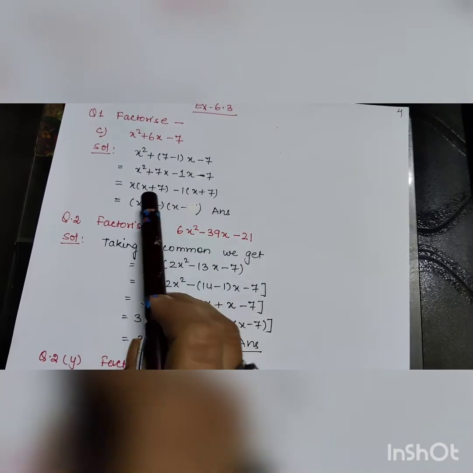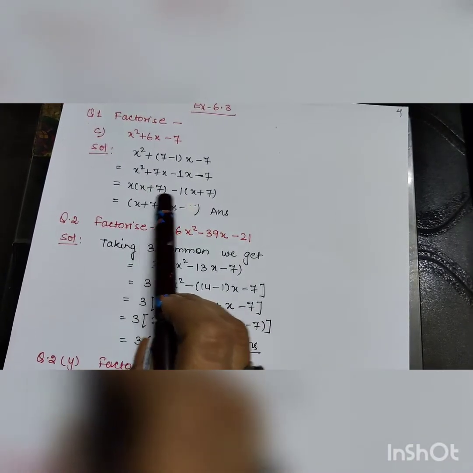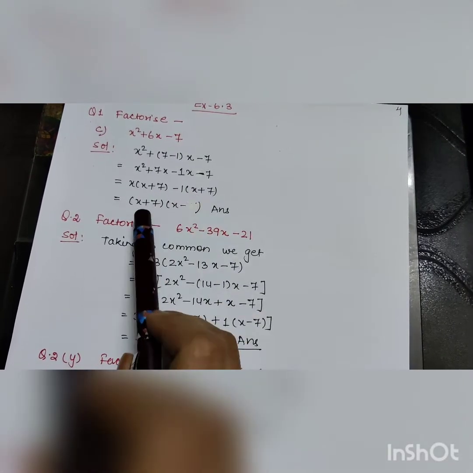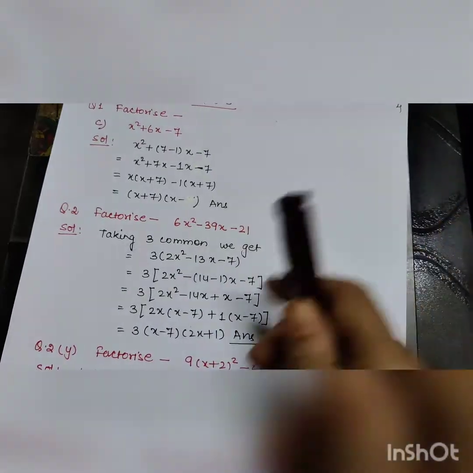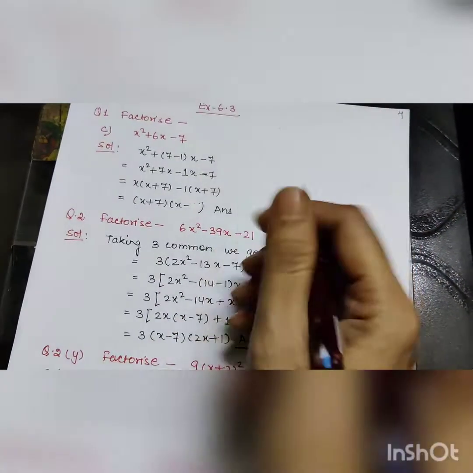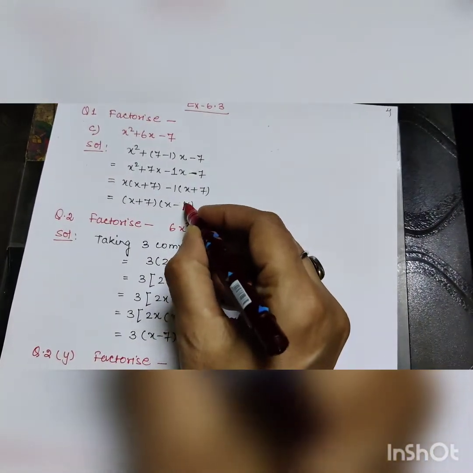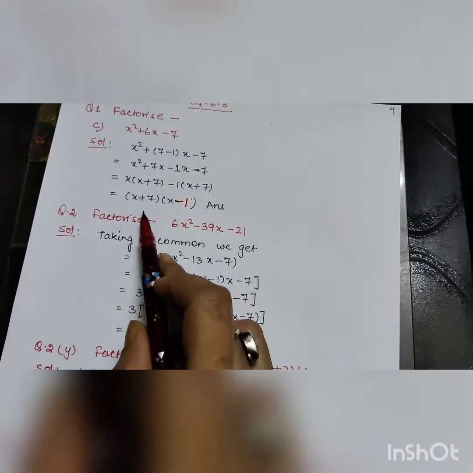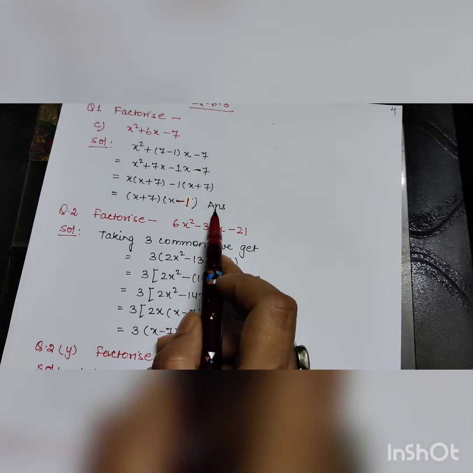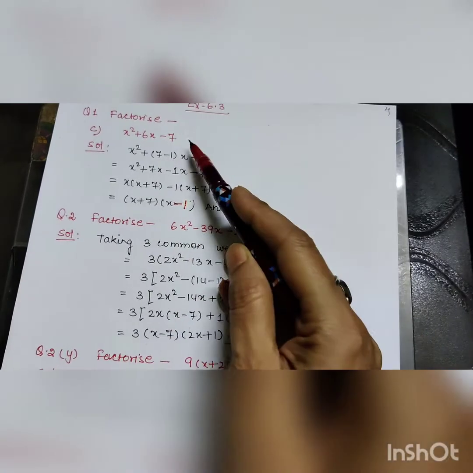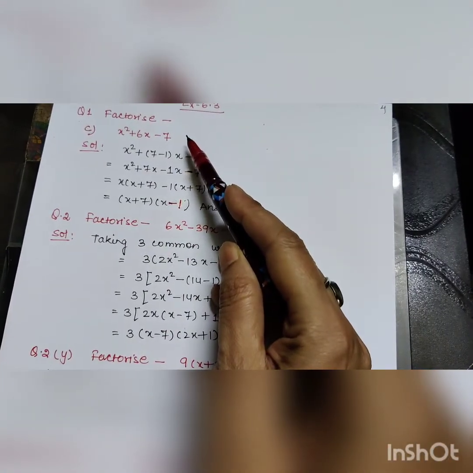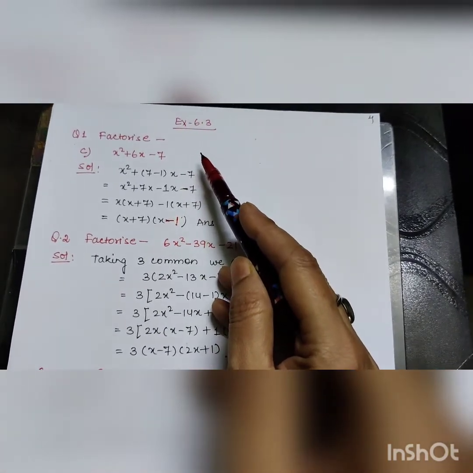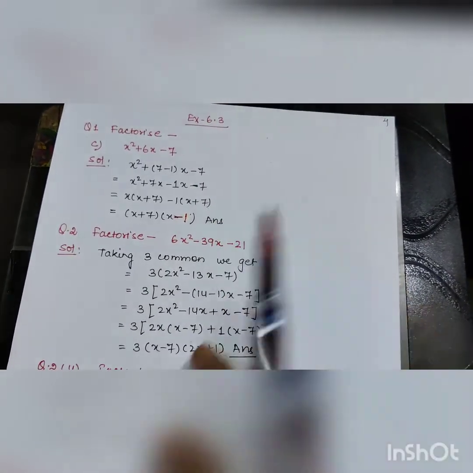After taking common, what is left inside the bracket? x plus 7 in both the cases. Now x plus 7 is common in both of them. So taking x plus 7 common, what have we got here? We have got x minus 1. Right? So x plus 7 and x minus 1 are the two factors of this algebraic expression, which is the quadratic expression, and we have used the method of middle term splitting.